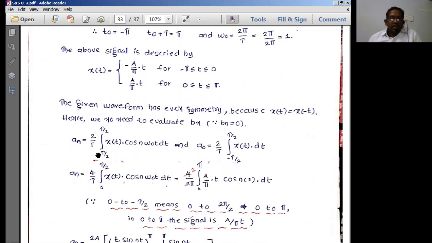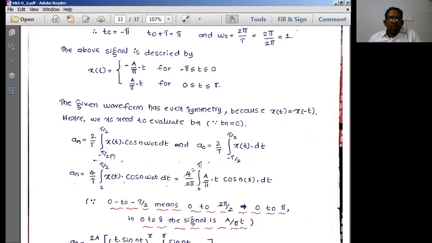Then next, a_n is equal to the trigonometric Fourier series equation. Using that trigonometric Fourier series equation, what is the coefficient of the cos function? a_n is equal to 2 by T integral of minus T by 2 to plus T by 2 x of t cos n omega naught t dt. We can consider now.